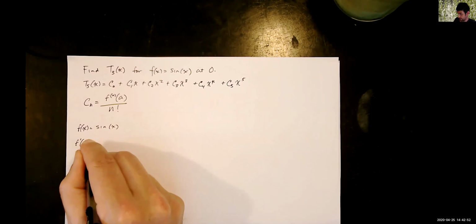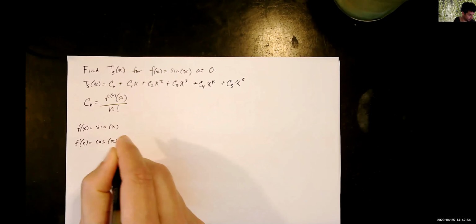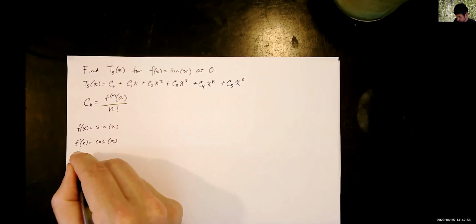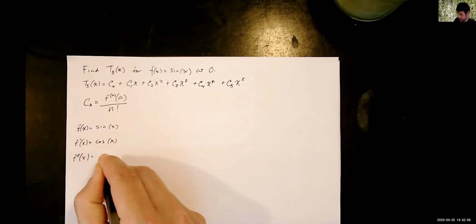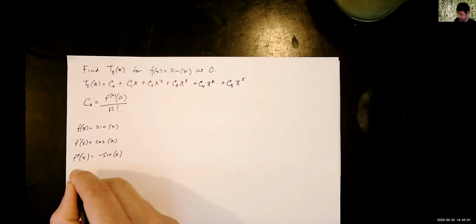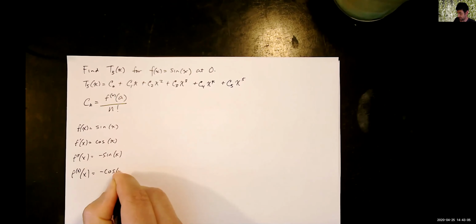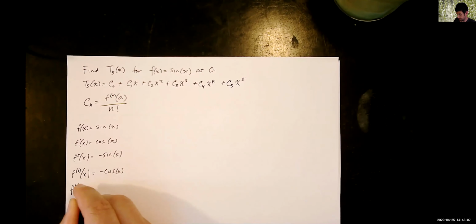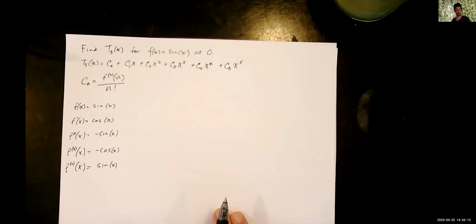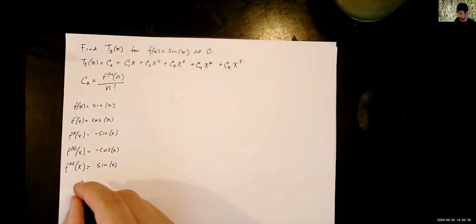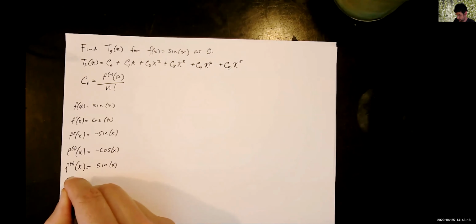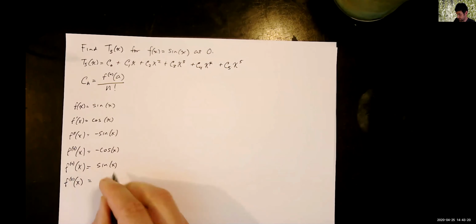F prime of x is cosine of x. The second derivative is going to be negative sine of x. Third derivative is going to be negative cosine of x. The fourth derivative is going to be back to sine of x. And I would usually stop there. It seems like we've well established a pattern, but we're only going up to the 5th degree. Let's just compute all 5 derivatives. We get cosine of x.